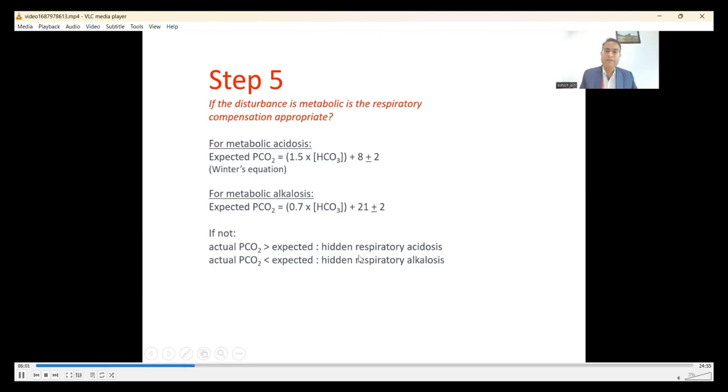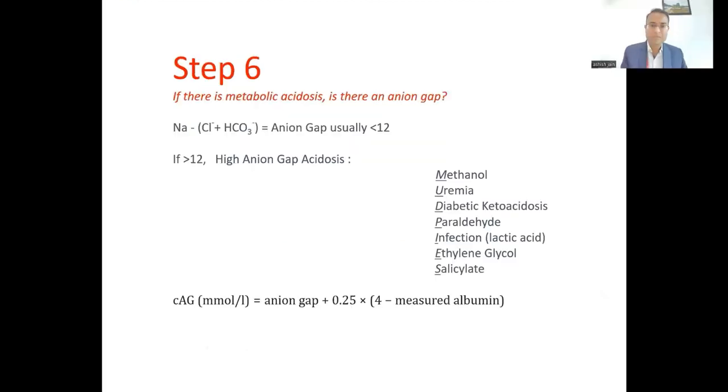If the actual carbon dioxide is more than the expected carbon dioxide, then there is hidden respiratory acidosis. Why? Because actual carbon dioxide is higher than the expected carbon dioxide. Similarly, if actual carbon dioxide is lower than the expected, that means the patient is having respiratory alkalosis.